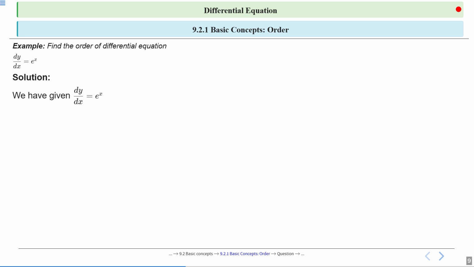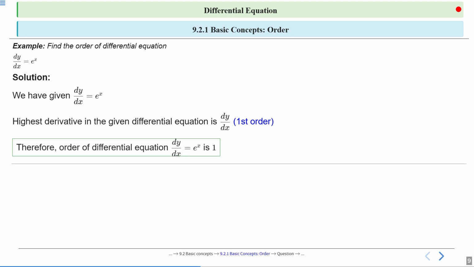We are given dy by dx is equal to e to the power x. That is a differential equation, and the highest derivative in it is dy by dx, the only term involving a derivative, and its order is 1. We differentiate y with respect to x only one time, so the order is 1. Therefore the order of the differential equation dy by dx is equal to e to the power x is 1.